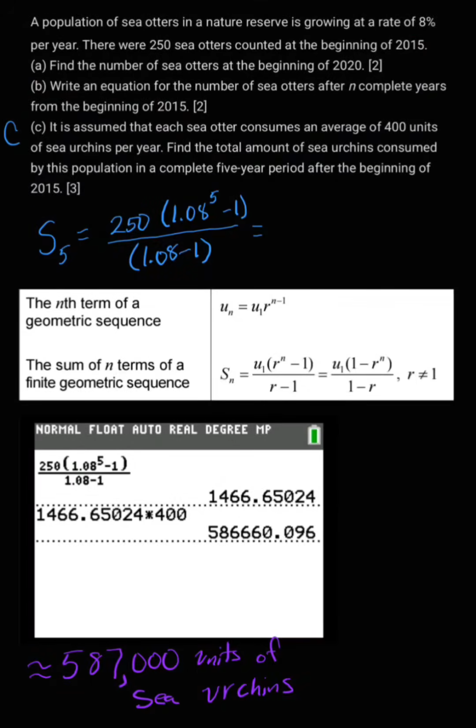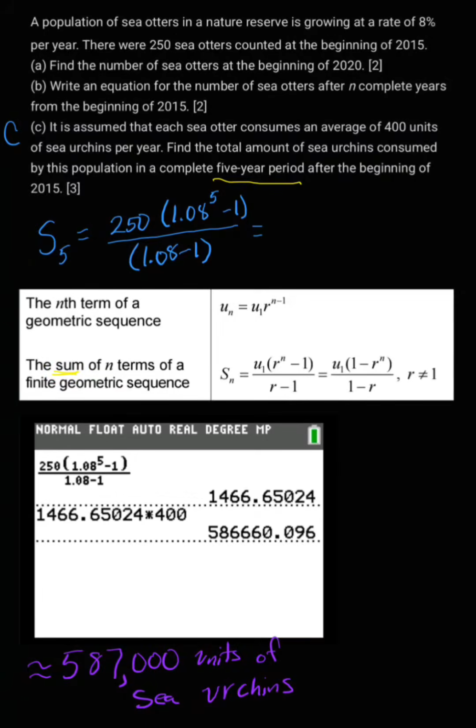For part C, it says that the sea otters consume an average of 400 units. We want to find the total amount consumed by the population in a complete 5-year period. So in a complete 5-year period, we're going to add U1 plus U2 plus U3, and so on. Because I'm adding all this, it is the sum of n terms.